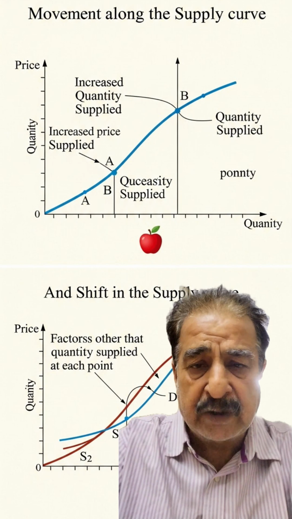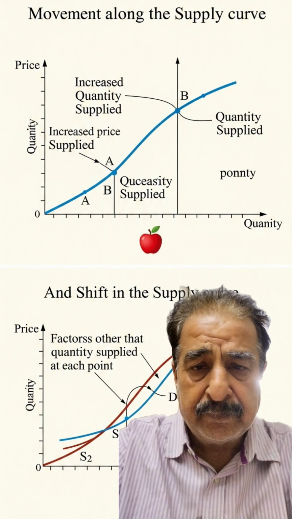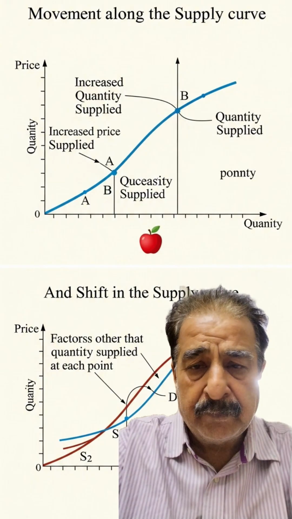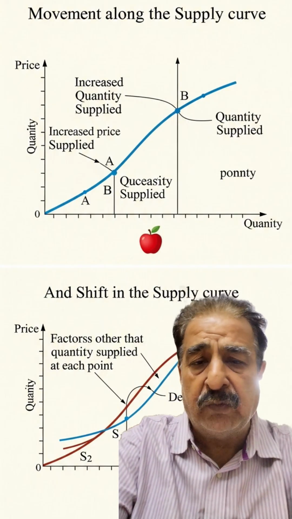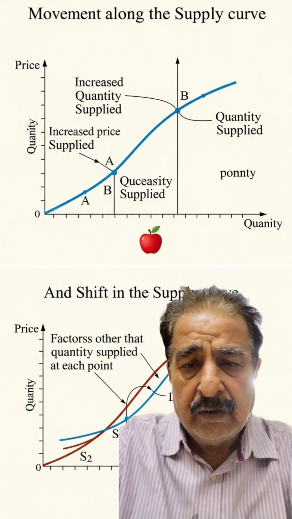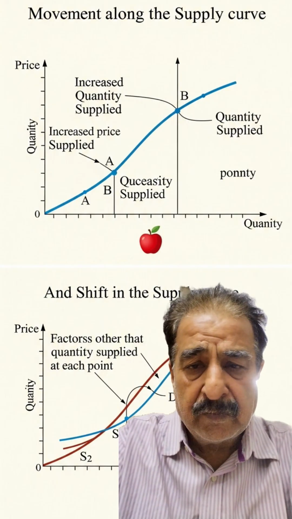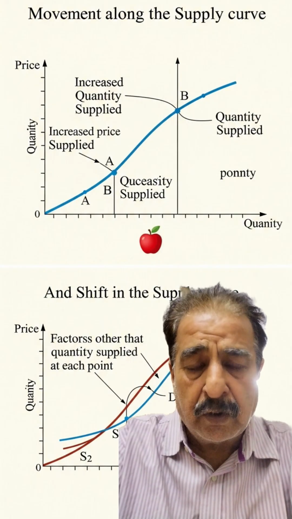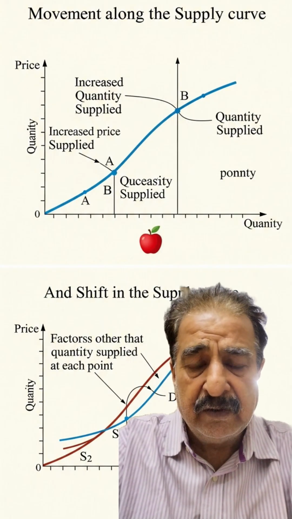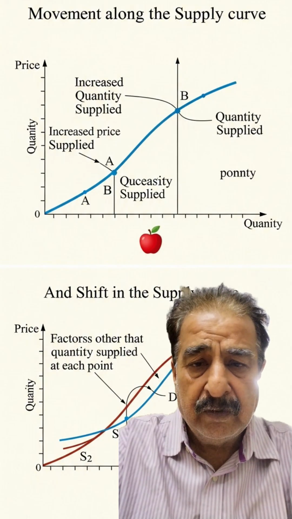Next point is subsidy. If the government gives a subsidy to the producer, the firm's cost of production will reduce. The firm will have more profit, and the supply curve will shift rightward. And if the government withdraws the subsidy, cost of production will increase and the supply curve will shift leftward.